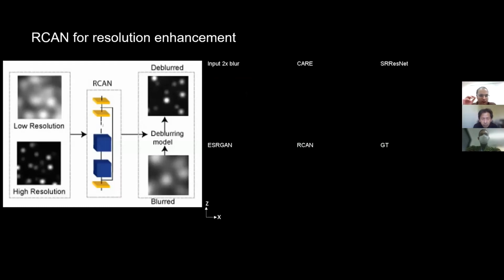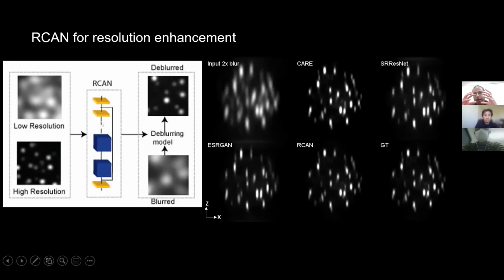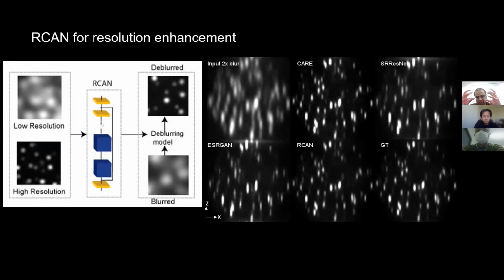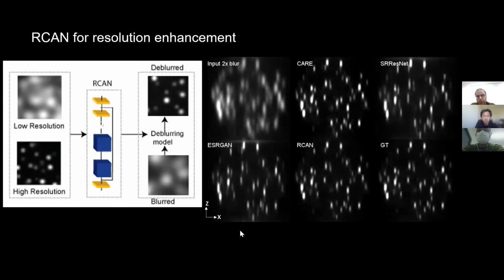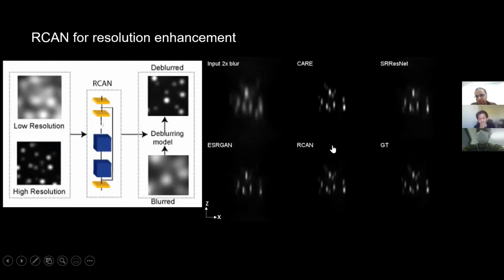Okay, I want to move on to a different application now, which is resolution enhancement. So here the idea is you have low resolution data and you have high resolution data that you somehow take of the same object. You use these pairs to train a neural network, and then you ask, given some blurry image the network has never seen before, how well does the network de-blur the image? We can play these games using simulations, and that's what we started with. If you take point particles that are about the same size or a little bit bigger than the point spread function, and then you blur them with a kernel twofold larger than the point spread function, you can then ask how well these neural networks give you a result that resembles the ground truth.